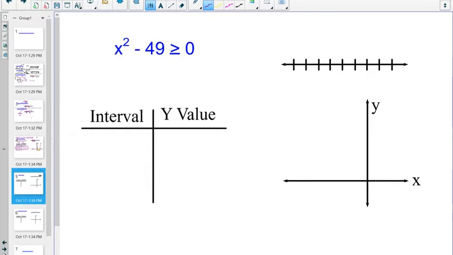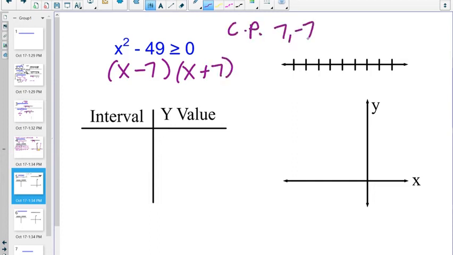Okay, so another example, slightly different. x squared minus 49 greater than or equal to 0. So first step is going to be to factor. And this is (x minus 7)(x plus 7). So my critical points here are 7 and negative 7. So those are immediately what I'm going to put on my number line here. And I'm going to just evenly space them.